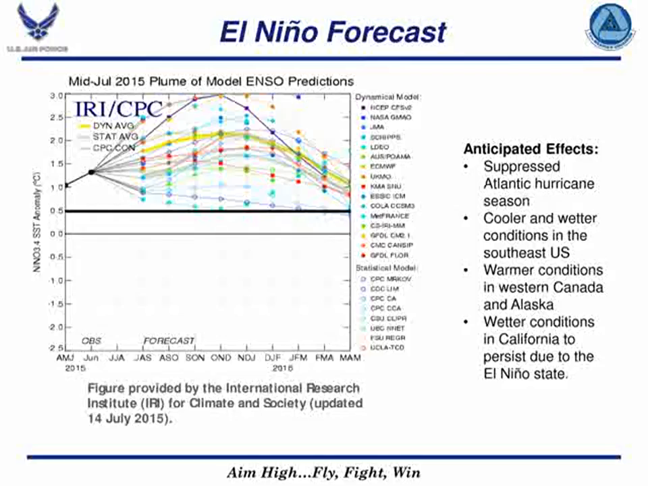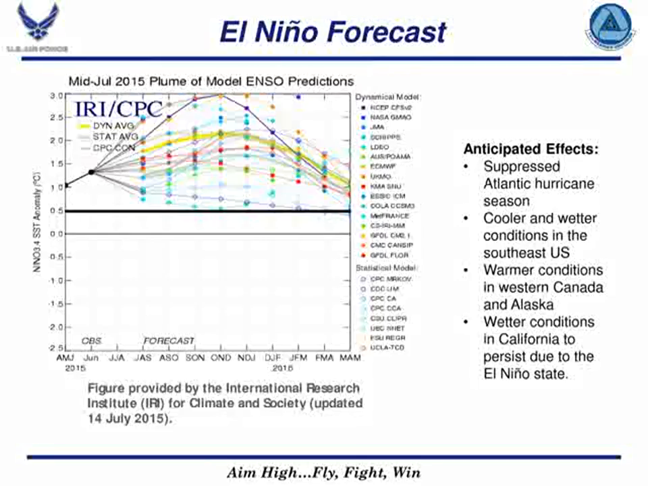El Niño conditions typically bring a suppressed Atlantic hurricane season, cooler and wetter conditions in the southeast U.S., warmer conditions in western Canada and Alaska, and wetter conditions in California.